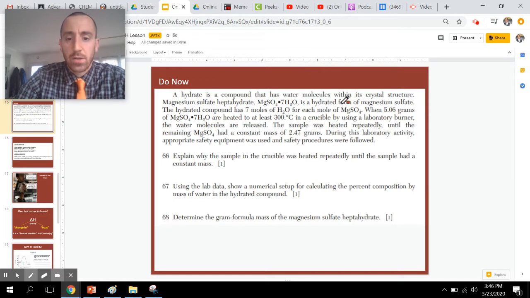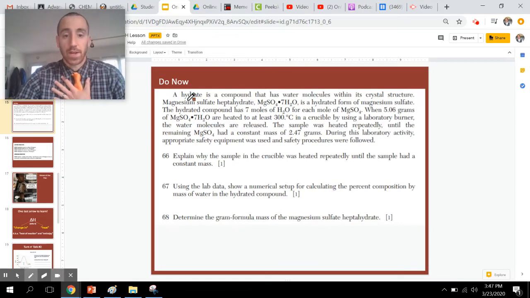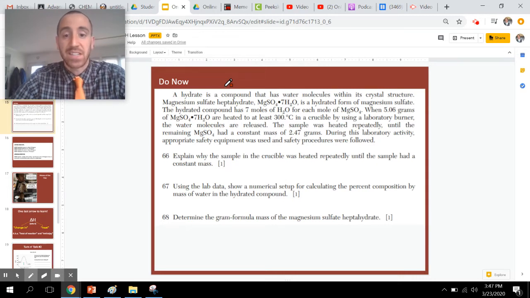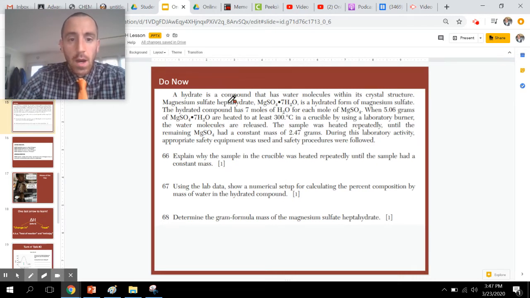You have a hydrate, which we talked about. It's a compound that has water molecules within its crystal structure. We did copper sulfate pentahydrate. There were 5 water molecules as part of copper sulfate. This is magnesium sulfate heptahydrate, meaning there are 7 water molecules part of the structure of magnesium sulfate. The hydrated compound has 7 moles of water for each mole of magnesium sulfate.